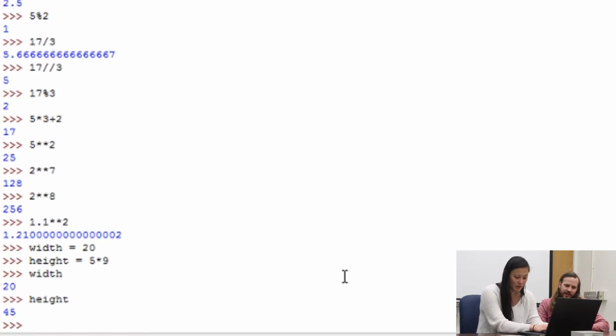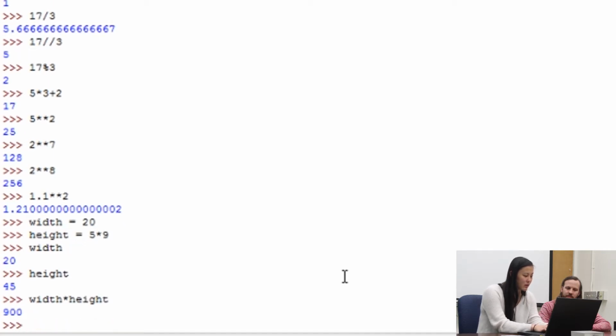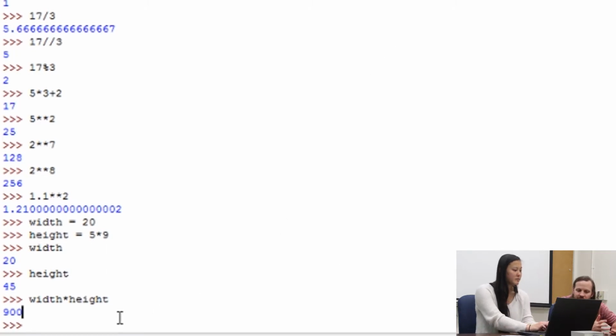Right. Okay. And so now, let's say we were interested in finding the area. That would be width times height. We hit enter, and we get 900 as our area. Well, how about that? So just multiplied 20 by 45, and the answer is 900. But you did it with words. You said width times height because that's actually variables. It could have been x or y, correct? Yep.